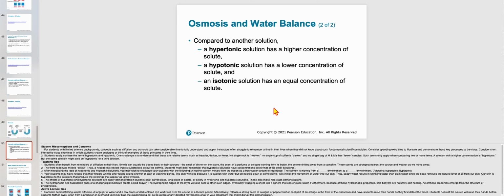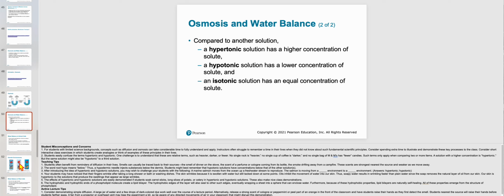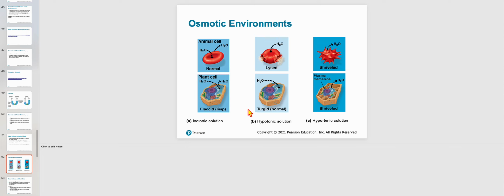Okay, now we have this slide. This slide deals with hypertonic, hypotonic, isotonic. I do not like this slide. It's best explained by a picture, and that is this picture. So let's look at a normal animal cell first, and then that will help with each of these.